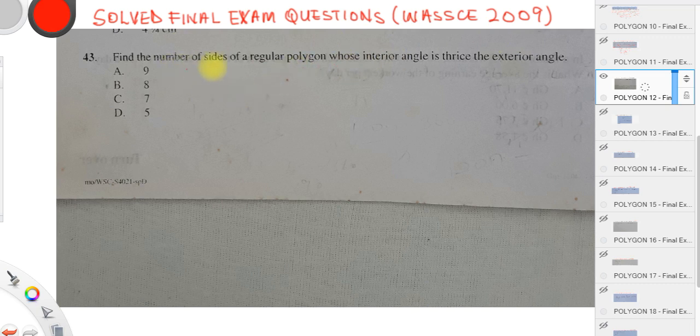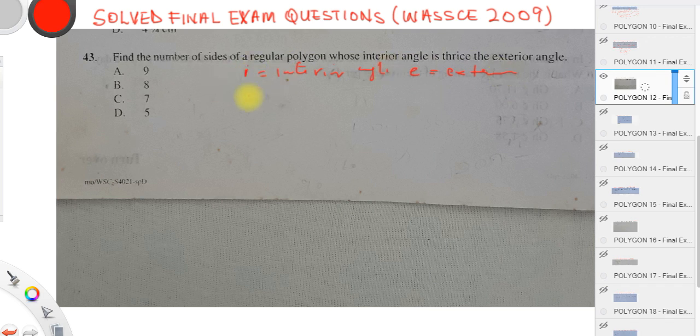Find the number of sides of a regular polygon whose interior angle is thrice the exterior angle. Let I be the interior angle and E be the exterior angle. We will not waste time, since this is an objective question.